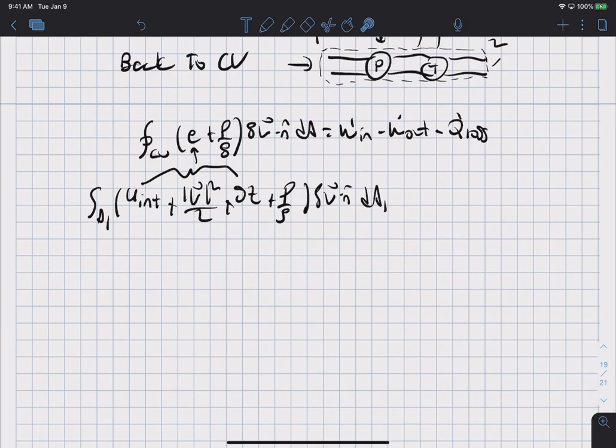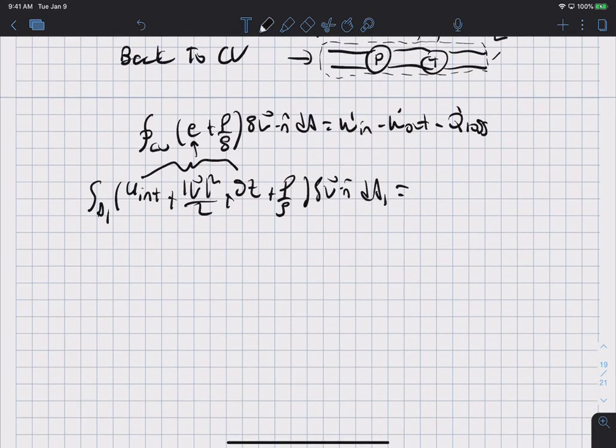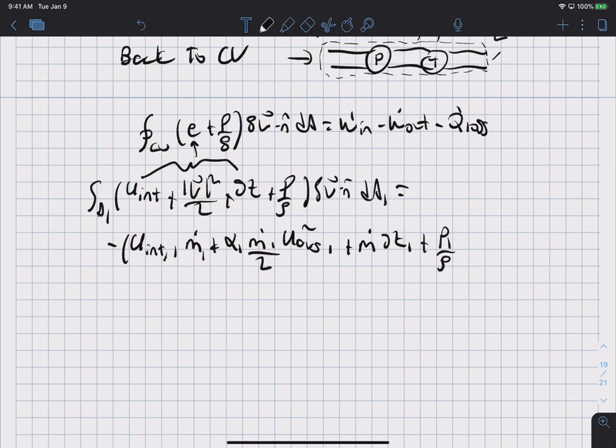And this equals, because we are on the left face, V dot n hat will be less than 0. So we choose the minus sign. This will be minus the internal energy on face 1 times m dot 1 plus alpha 1, m dot 1 over 2, U averaged squared at state 1, plus m dot 1 gz1 plus p1 over rho m dot 1. Okay.